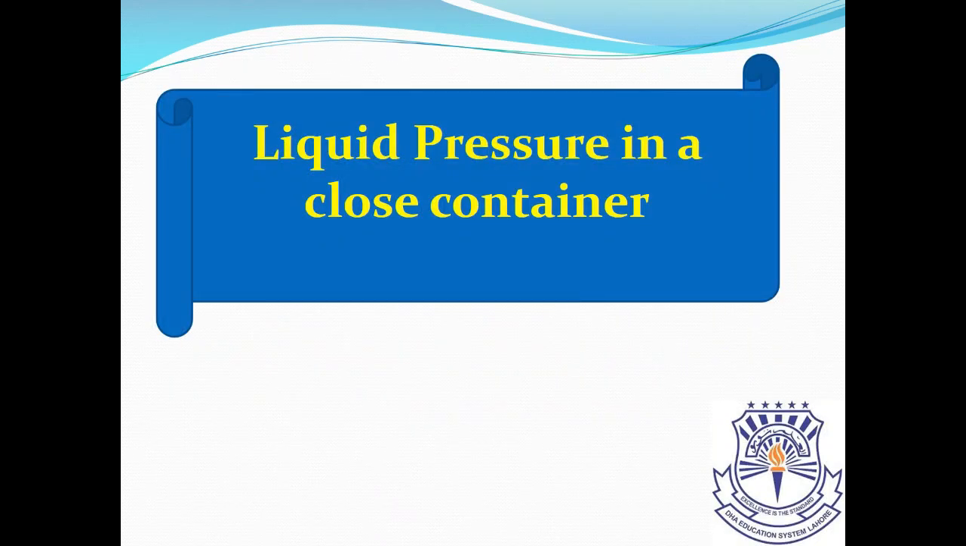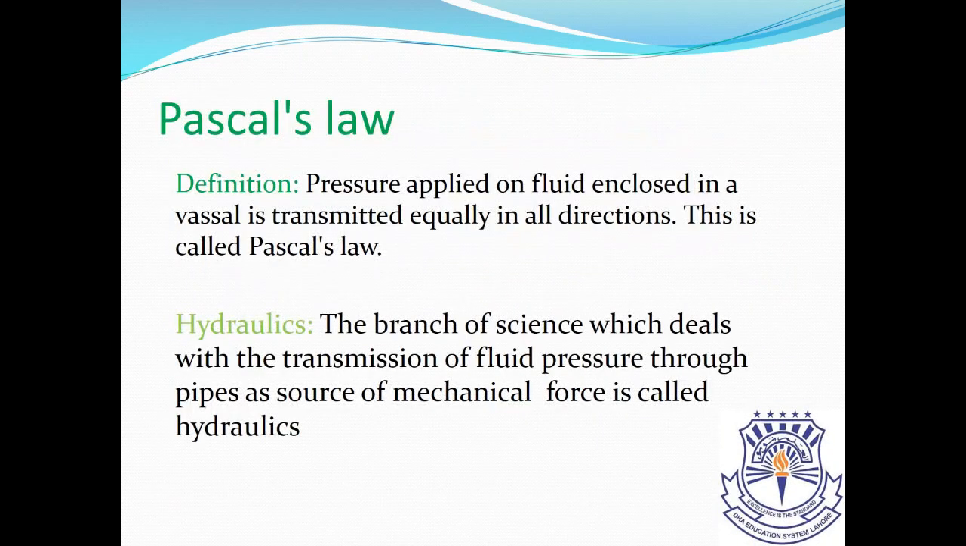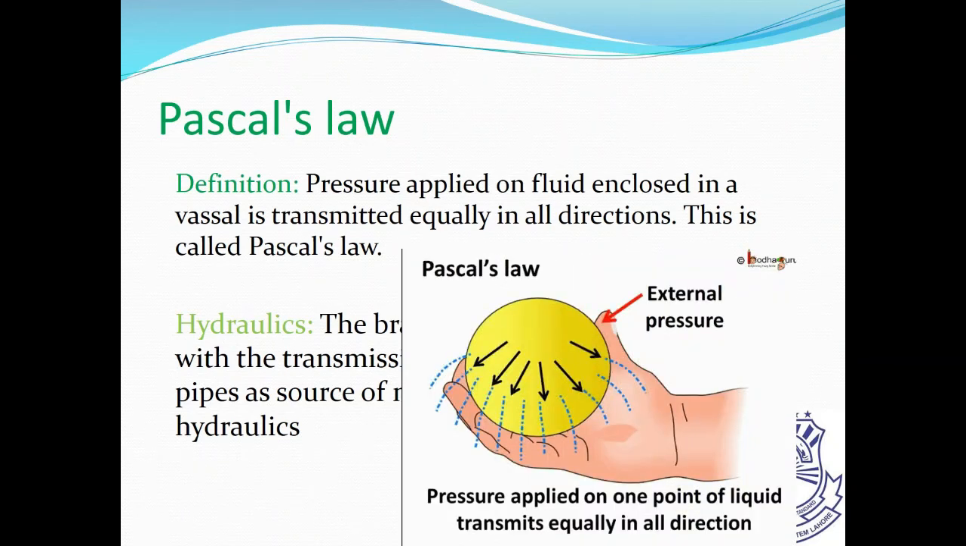Liquid pressure in a closed container. Pascal's law. Liquid pressure in a closed container is explained by Pascal, and that law is called Pascal's law. So what is liquid pressure in a closed container? Liquid pressure in a closed container is transmitted equally in all directions. When a pressure is applied on a fluid enclosed in a vessel or a container, it is transmitted equally in all directions. This is called Pascal's law.